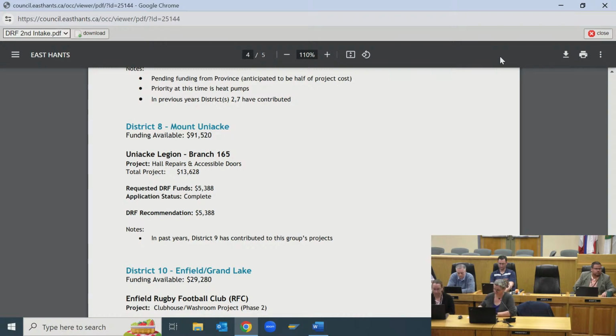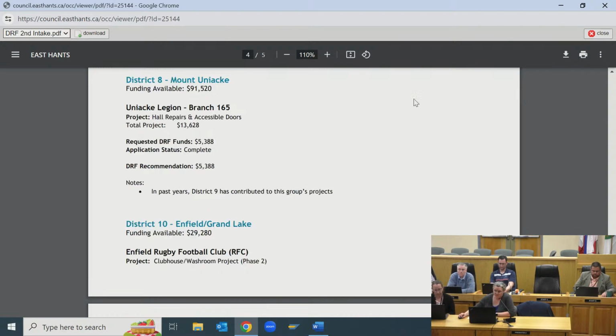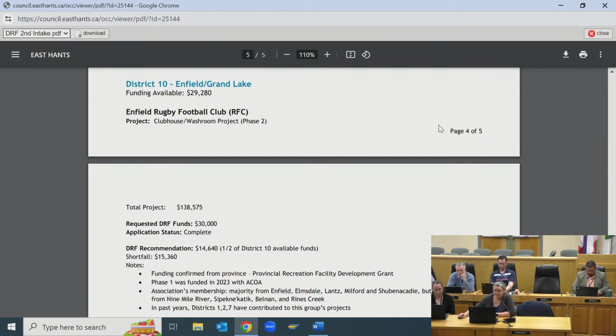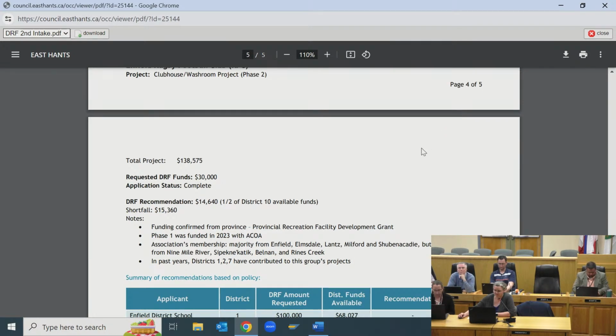All right, staff, you have those? Yes. Okay. And the next one is Enfield Rugby, and it's for their clubhouse project. The recommendation, as we said earlier, they want 30,000, and half of what's remaining in District 10 is 14,640 with a shortfall of 15,360.